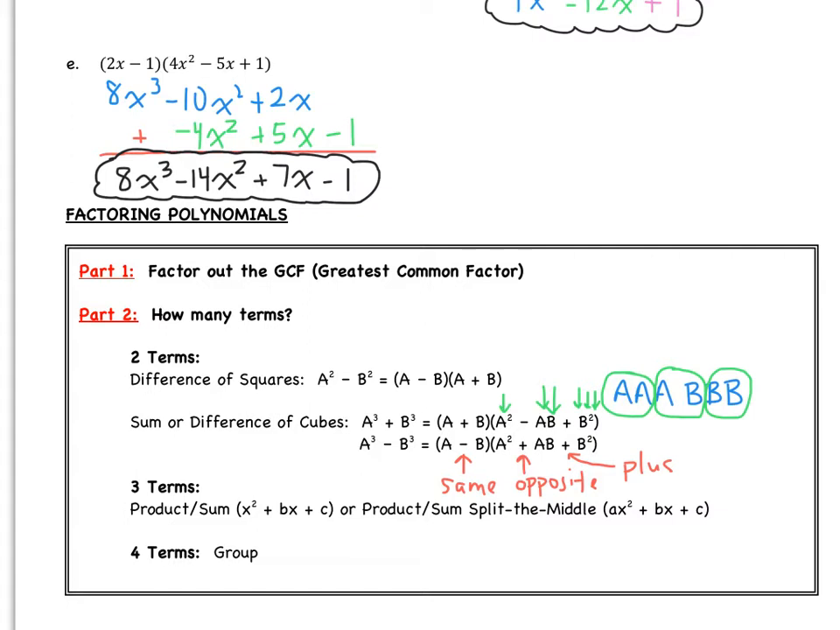And then we come to if we have a polynomial with 3 terms, and we'll use that product sum if there is a leading coefficient of 1 right here, or product sum splitting the middle if that a value is something other than 1. Okay, and again, we'll get some practice. Then finally, there's going to be 4 terms, and whenever we have 4 terms, we group it 2 and 2.